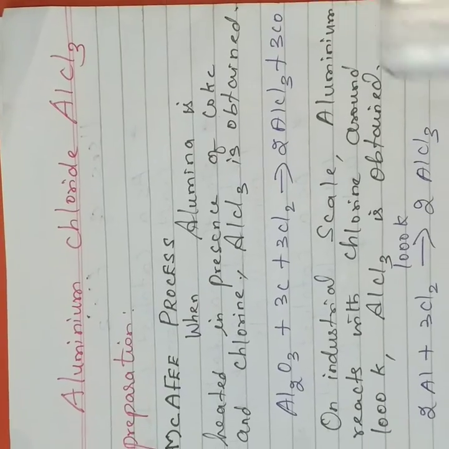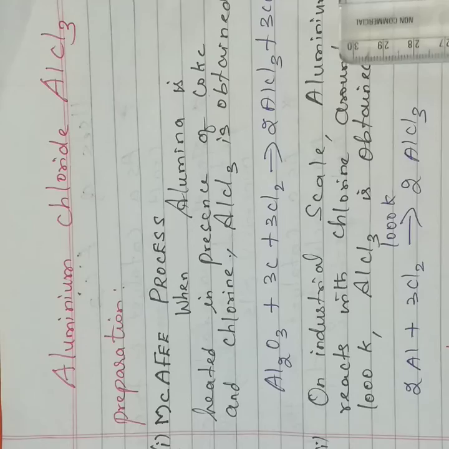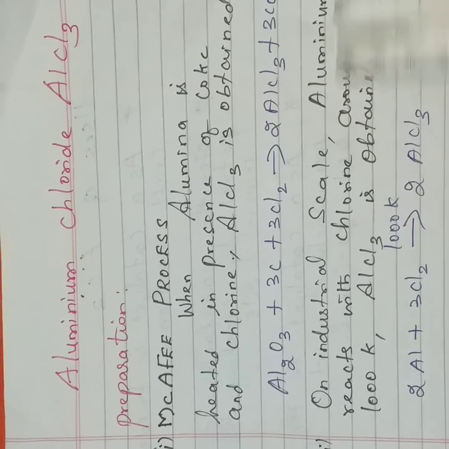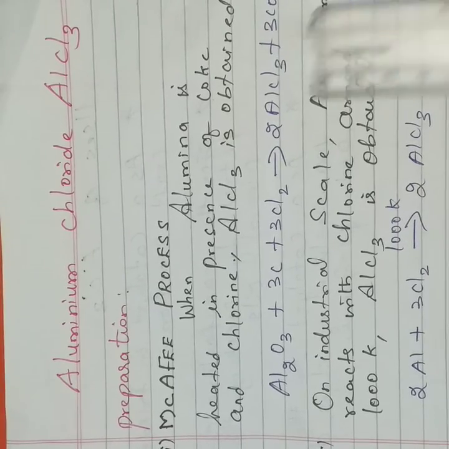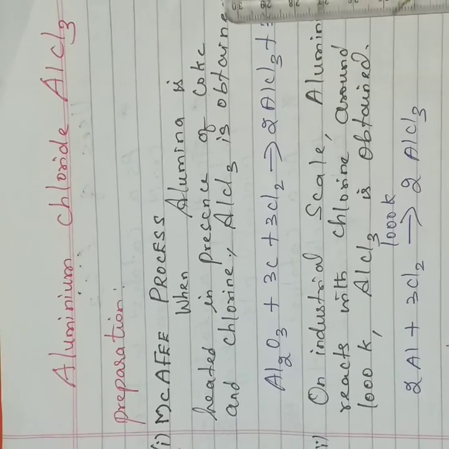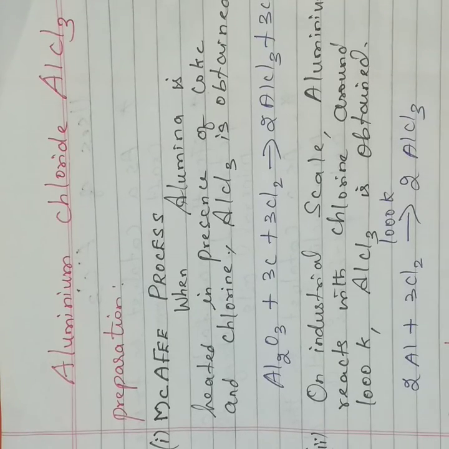The second process for the manufacture on industrial scale: aluminium reacts directly with chlorine at 1000 Kelvin on heating, and it forms aluminium chloride. So only two processes. The first process, we call it the McAfee process, is a very important one for the preparation of aluminium chloride.